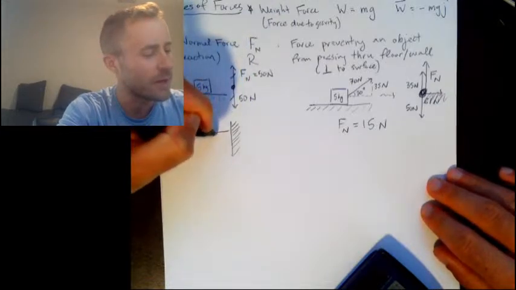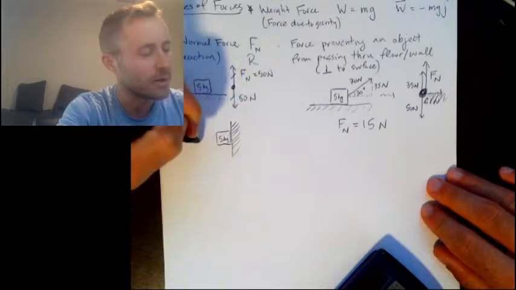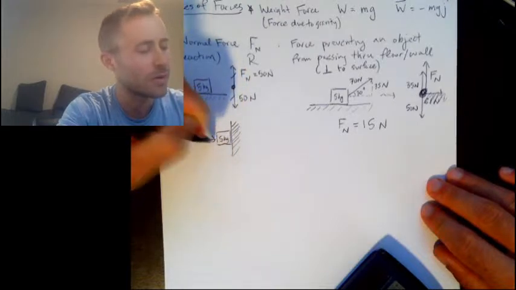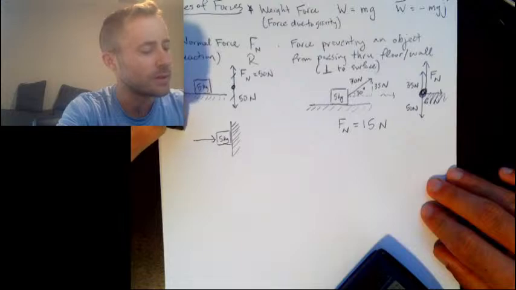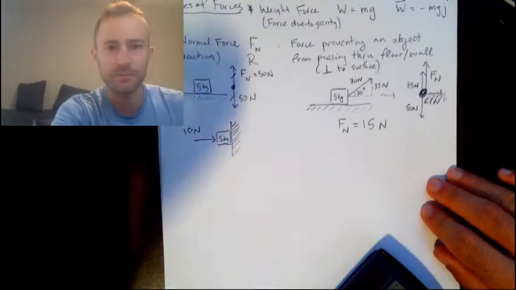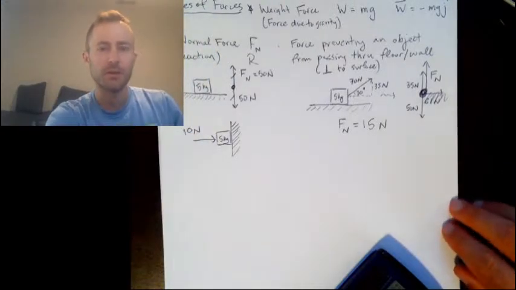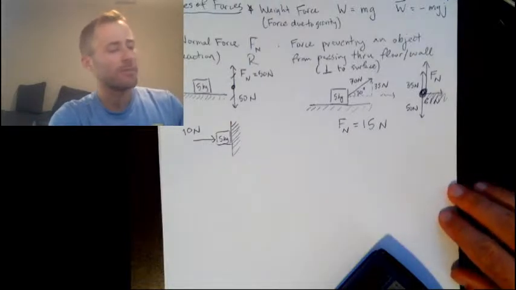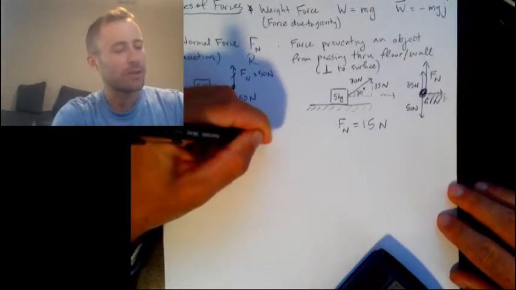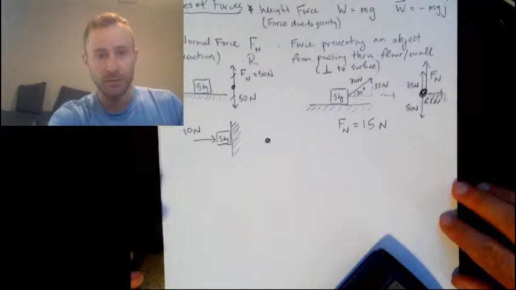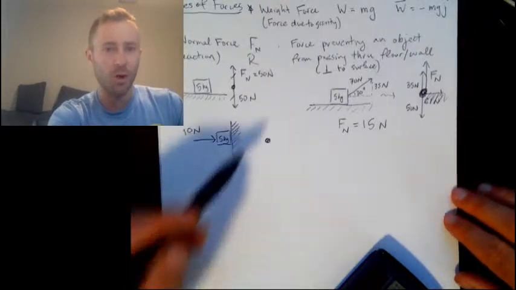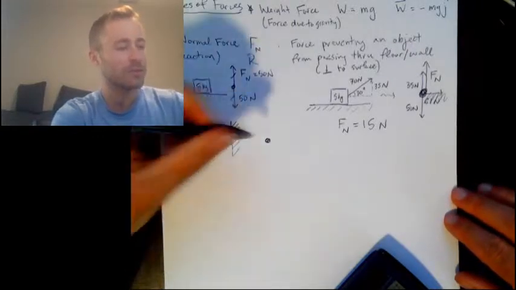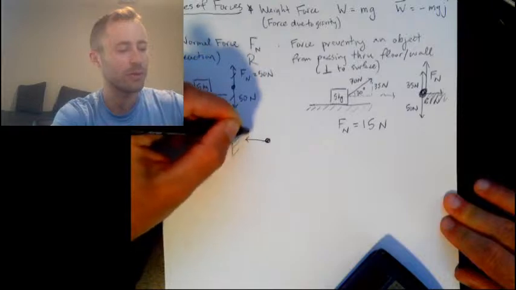and you have a 5 kilogram block and it's being pushed into the wall with a 10 Newton force? What's going to be the normal force there? Well, which way does the normal force point in this case? Well, away from the wall would be the leftward direction. So the normal force is pointing this way.